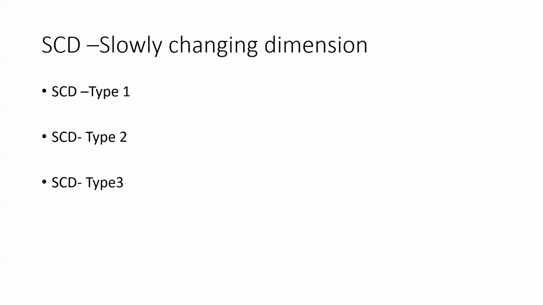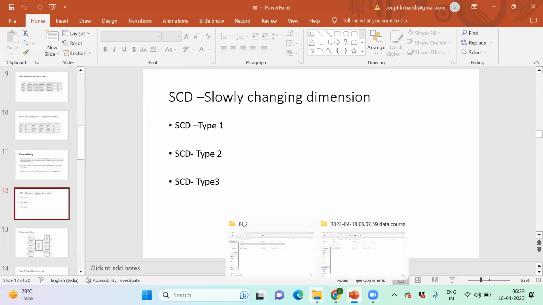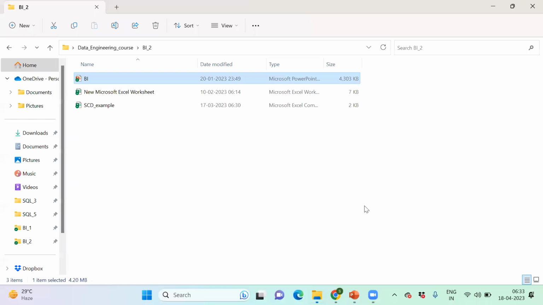That's why we are storing the dimension data in three kinds of ways. SCD means slowly changing dimension. We can keep maintaining the dimension in any of these three cases: SCD type 1, SCD type 2, and SCD type 3. I have an Excel file to show you quickly the difference between each of them. And this is an important question: what is SCD type 1? What is SCD type 2? And what is SCD type 3?